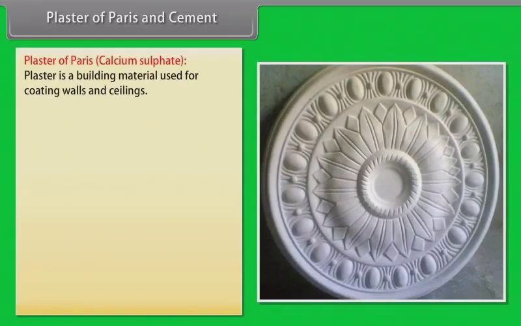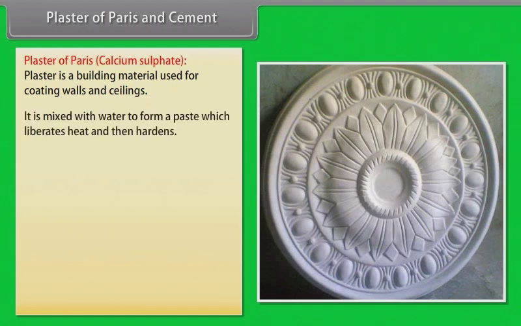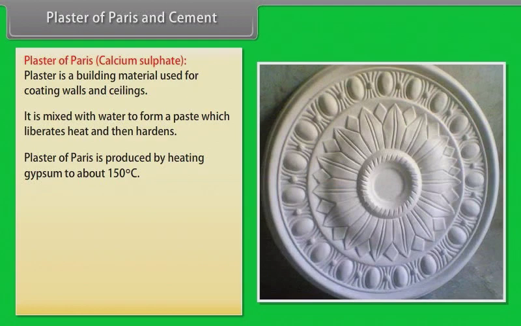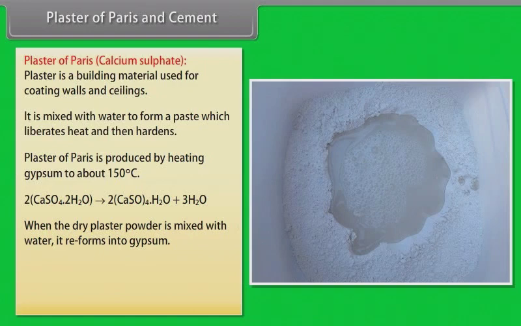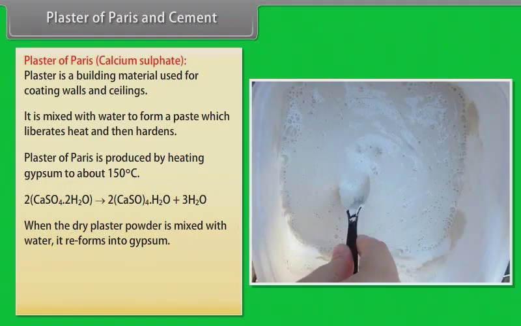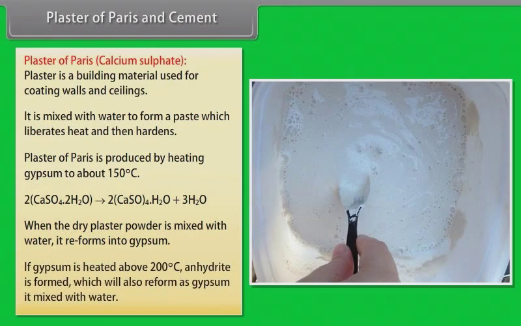Plaster of Paris and cement. Plaster of Paris, calcium sulfate. Plaster is a building material used for coating walls and ceilings. It is mixed with water to form a paste which liberates heat and then hardens. Plaster of Paris is produced by heating gypsum to about 150 degrees Celsius. When the dry plaster powder is mixed with water, it reforms into gypsum. If gypsum is heated above 200 degrees Celsius, anhydrite is formed, which will also reform as gypsum if mixed with water.